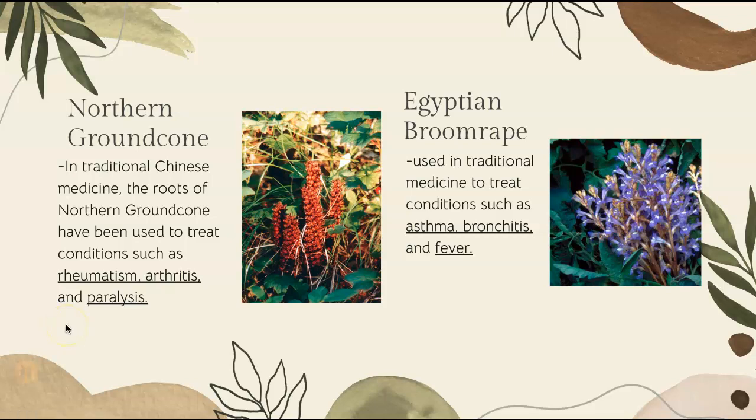And the last stop on our ethnobotanical journey is the Egyptian broomrape. Although you may think it's found in Egypt, it's commonly found in California. The first time it was spotted was in a tomato processing field in California. It's used in traditional medicine to treat conditions such as asthma, bronchitis, and fever. This also has really prominent colors of purple, lacking the chlorophyll.